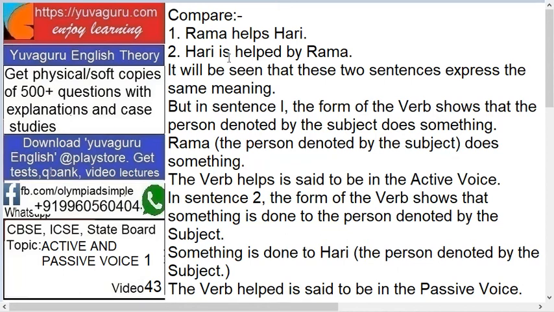So something is done to the subject means what? Hari is helped by Rama. So the subject is Hari, something is done to Hari. Sorry, Rama is not the subject over here. Here the sentence changes. Hari is the subject, something is done to Hari, the person denoted by the subject. The verb helped is said to be in the passive voice. See this, here the subject is Hari, here the subject is Rama, right? So in sentence 1, the subject does something, and in sentence 2, the subject is helped by someone, means something is done to the subject.